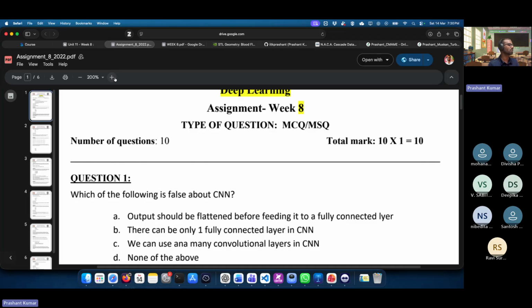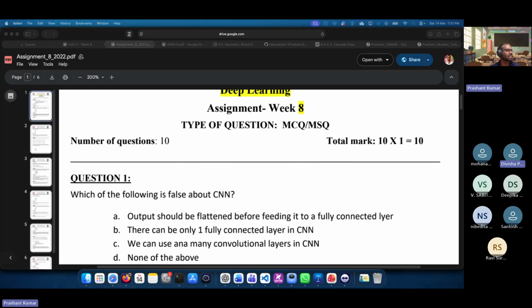So which of the following is false about the CNN? The question is which of the following is false? Yeah. So I am expecting the answers. So yeah, output should be flattened before feeding the FNN. Yeah, it is correct. Flattened means within a range of 0 to 1, correct?